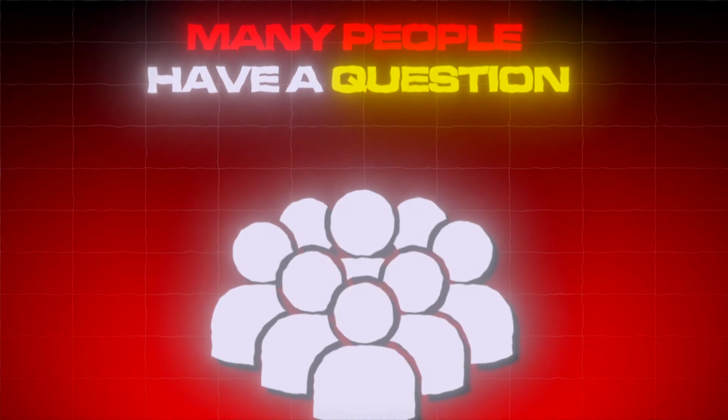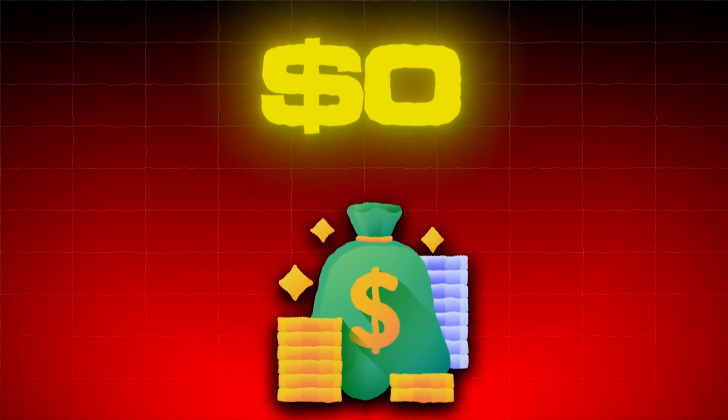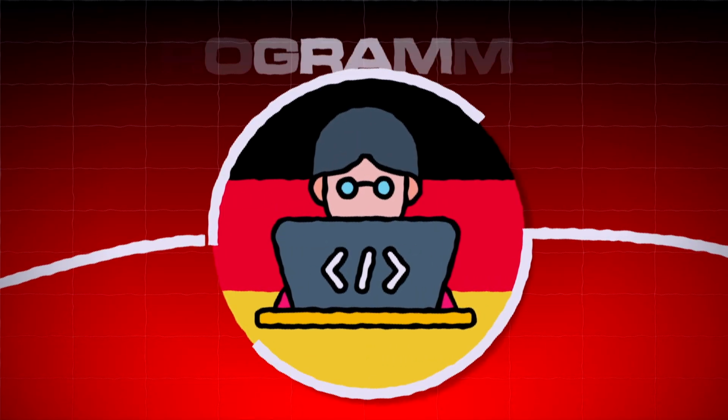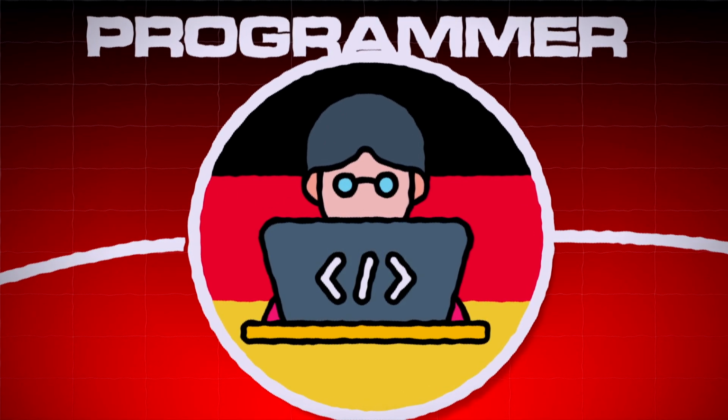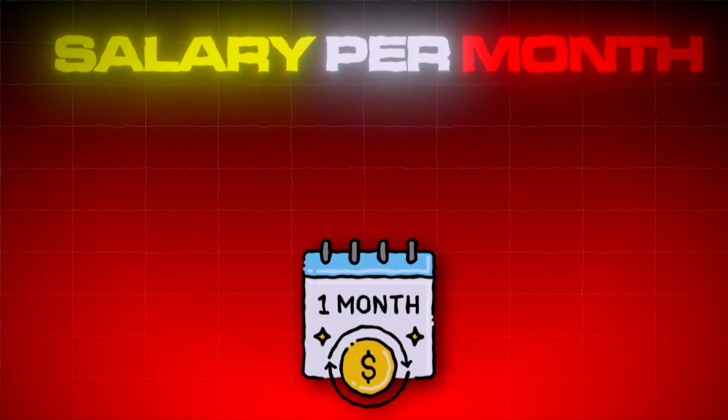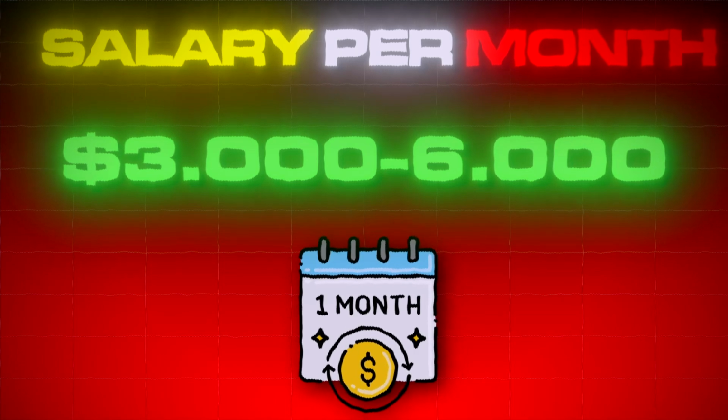Many people have a question. Is it possible to increase your balance enough to earn the average salary of a programmer in Germany in 1 month? If anyone doesn't know, the annual salary of a programmer there is $40,000-$60,000 per year. Per month, this is on average from $3,000 to $6,000. Today, we are trying to earn this amount.